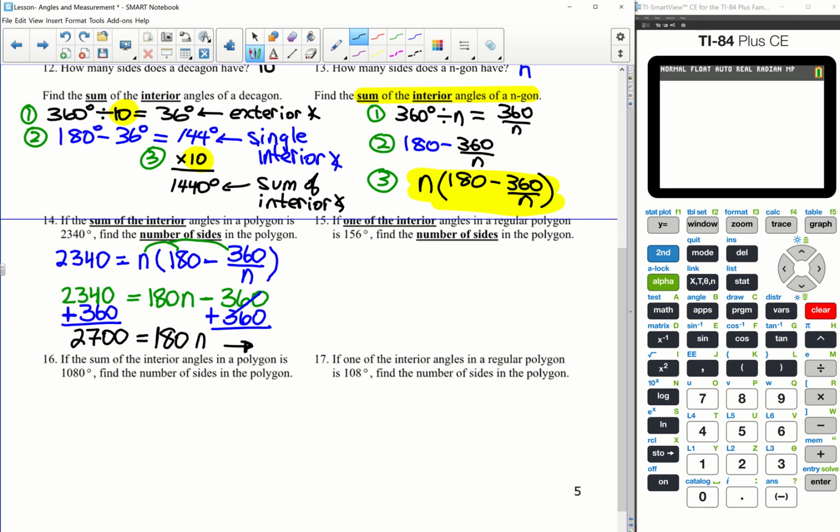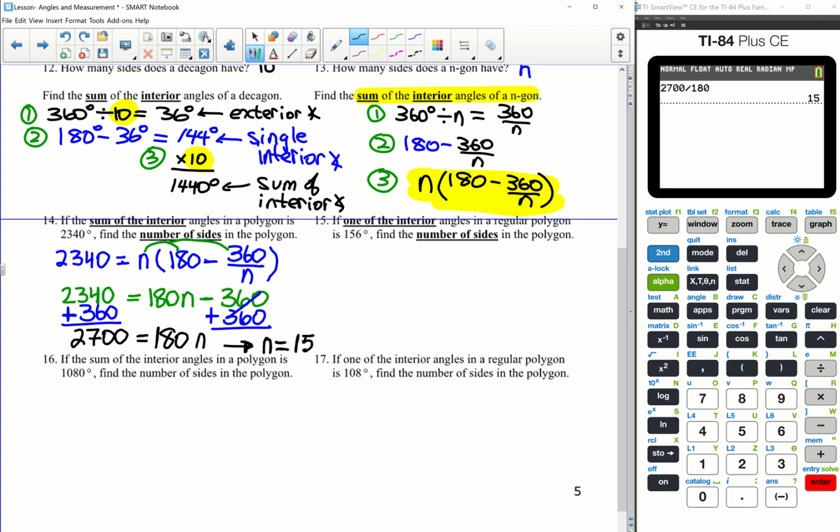And so we would divide both sides by 180. I don't have the room for it, so I'm just going to jump right to the answer, but I'll do it on the calculator. So 2700 divided by 180, and you get 15. All right, so this is a 15-agon, or 15-gon really. It just sounds weird, but in my mind, I just can't not put the -agon in there. So a 15-sided polygon.